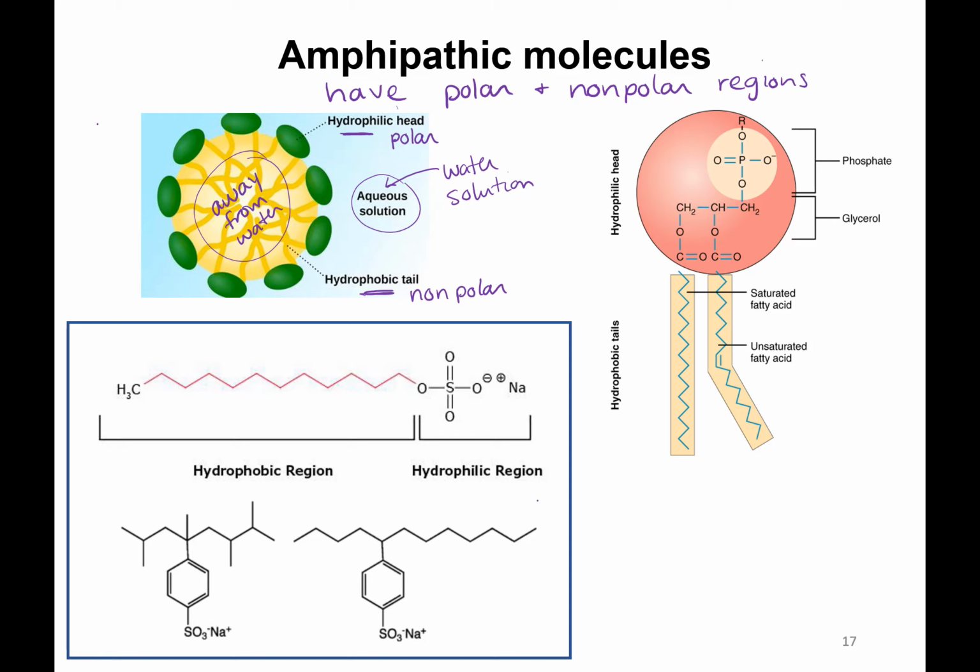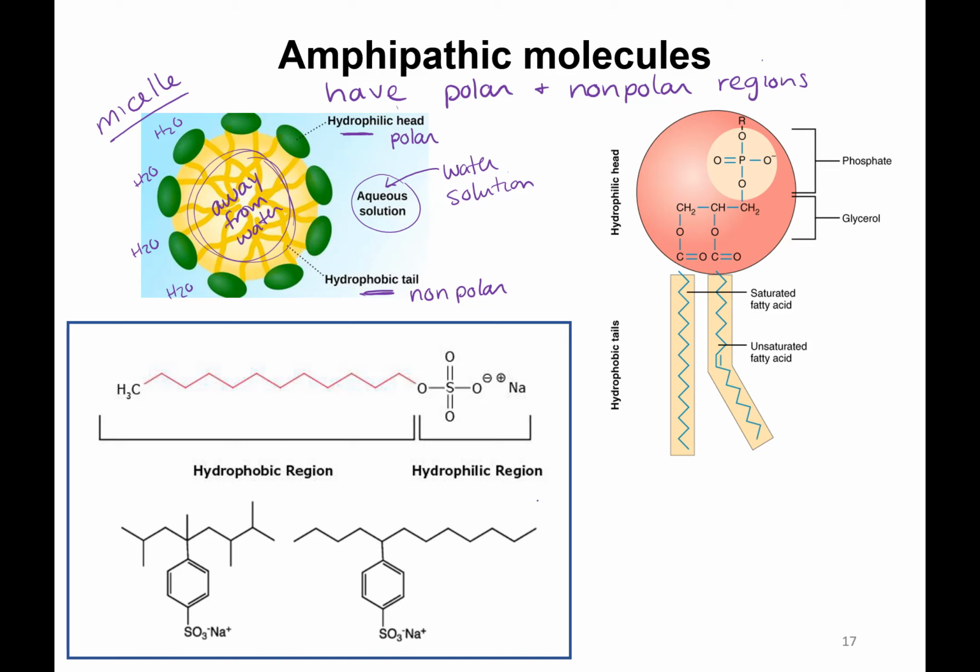This is something called a micelle. If you throw a bunch of phospholipids into some water, they'll immediately self-aggregate, shielding the hydrophobic tails away from the water and allowing the hydrophilic heads to interact with the water. This makes it most stable.